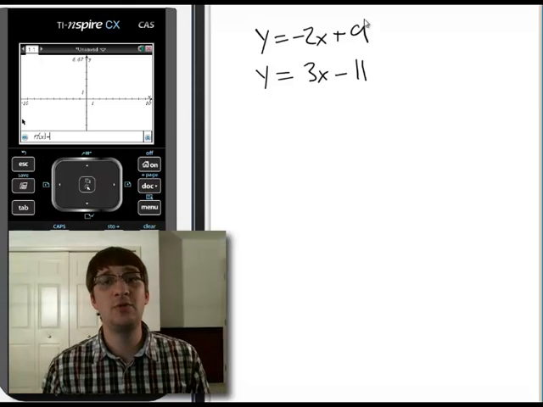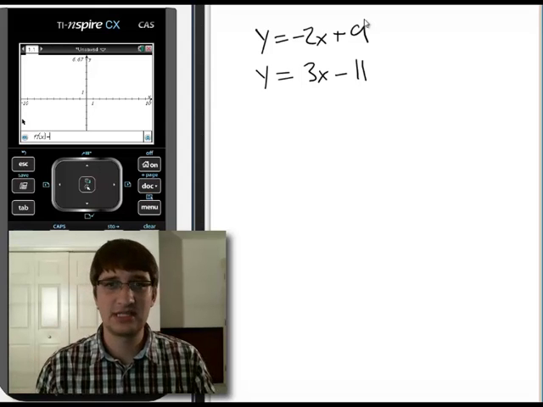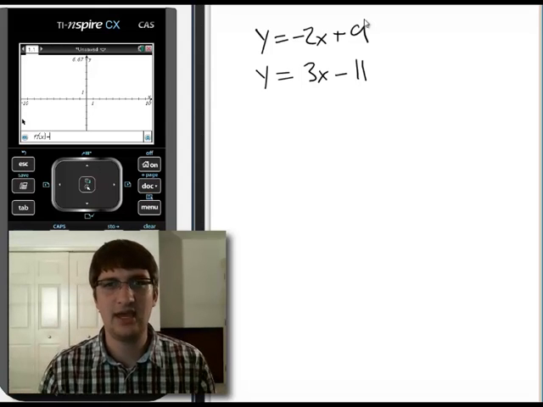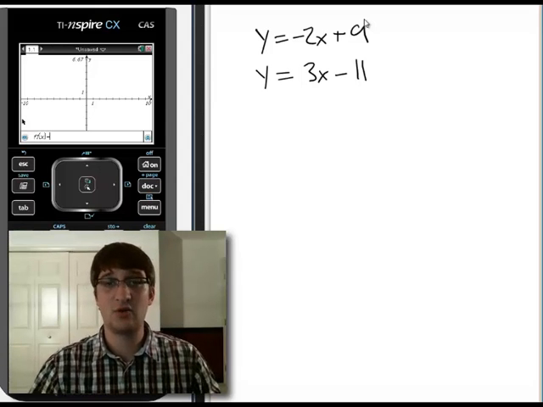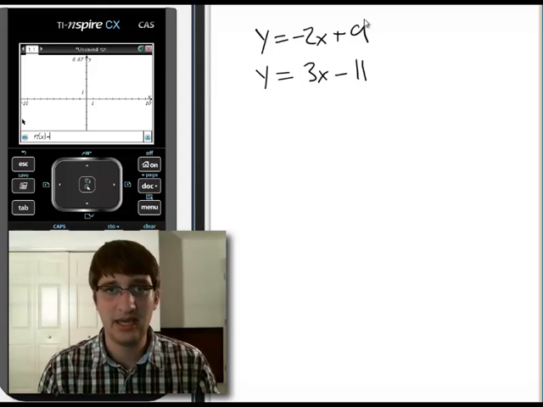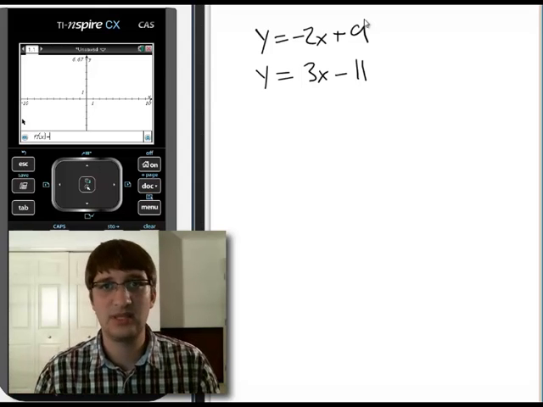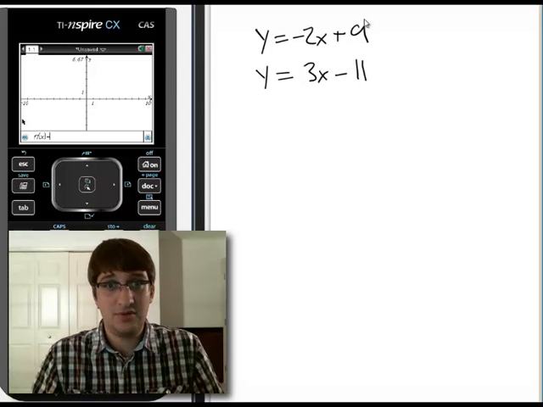Hey, it's Mr. Sayer. Today we're going to be talking about systems of equations, and how to solve them by graphing. I've got 4 examples for you, and in each of these examples we're looking for where these 2 lines, or these 2 equations, meet up. Any intersection point that we see is going to be the solution to the problem.